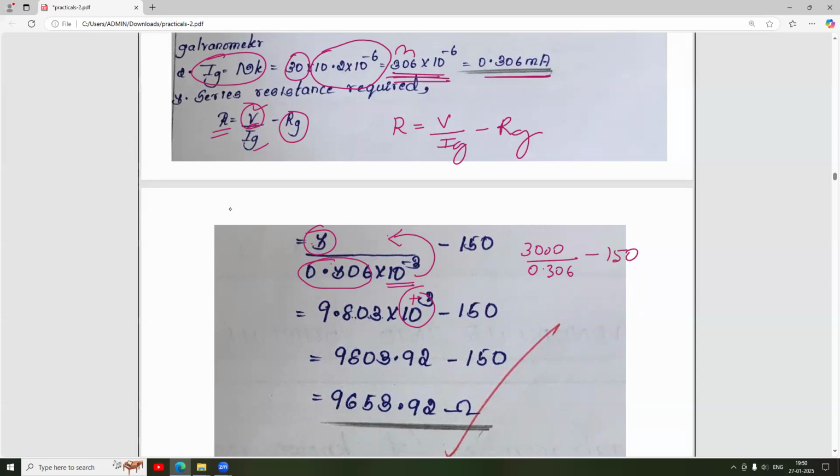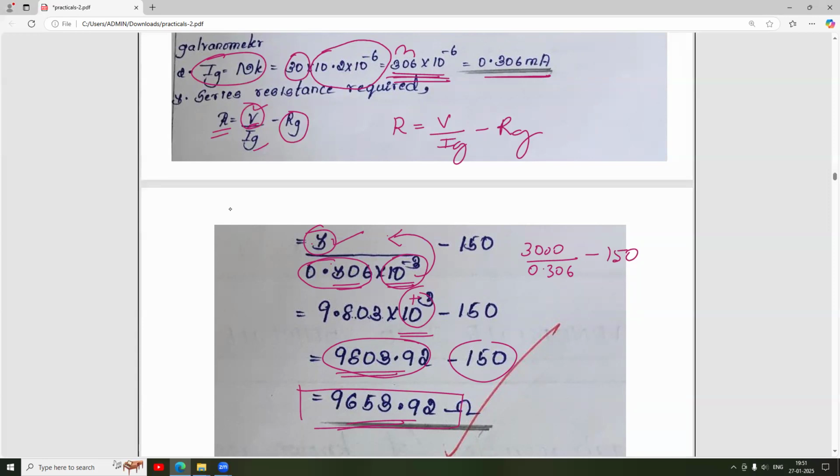So don't neglect this 10 to the power. When the 10 to the power minus 3, which is in the denominator, comes to the numerator, it will be 10 to the power plus 3. So here they have calculated it by just bringing 10 to the power plus 3 to the numerator. They have divided 3 by 0.306, then multiplied by 1000. That becomes 9803 without any 10 to the power. That has to be subtracted with 150. So 9653.